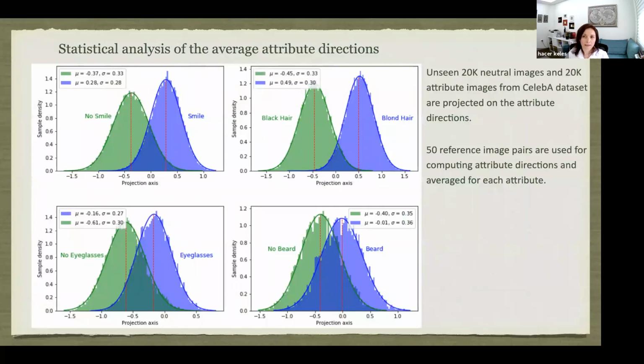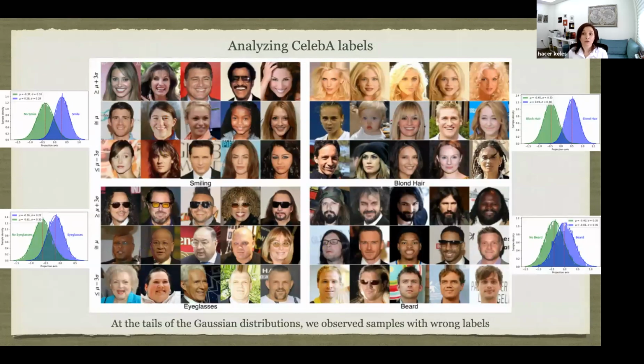We perform the same analysis, this time using the average attribute directions that we obtained from 50 randomly generated reference image pairs for 4 different attributes. Here, smile is on the top left, hair color on the top right, eyeglasses on the bottom left, and beard on the bottom right, and we observe similar distributions, although they change slightly. I mean, the mean shifts slightly towards the neutral direction, for example, for the beard one. And we wanted to see what's happening at the tail of those Gaussian distributions in the overlapped regions.